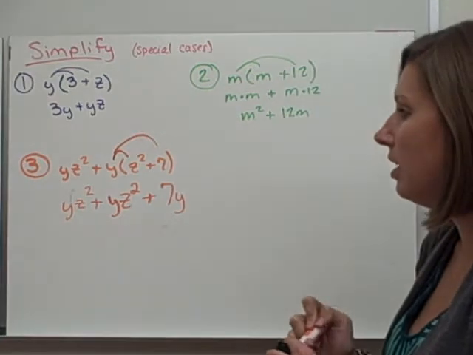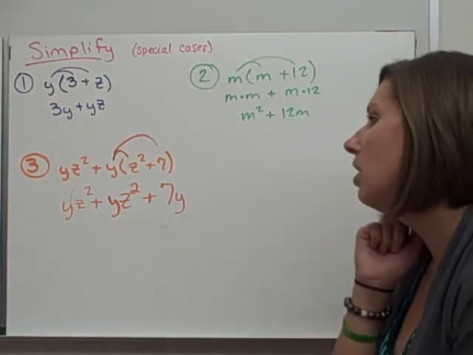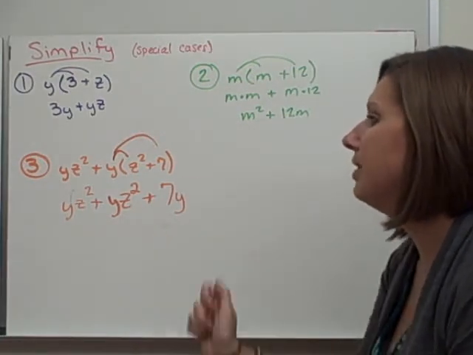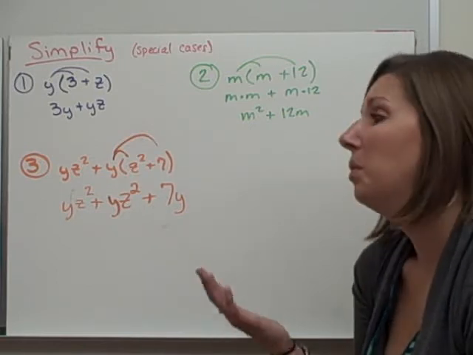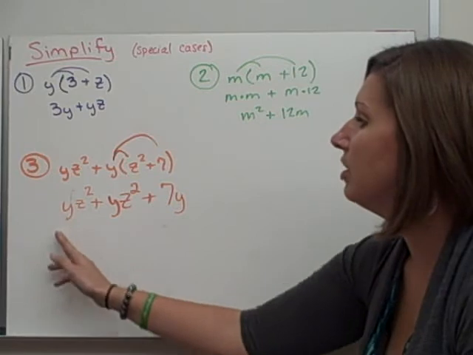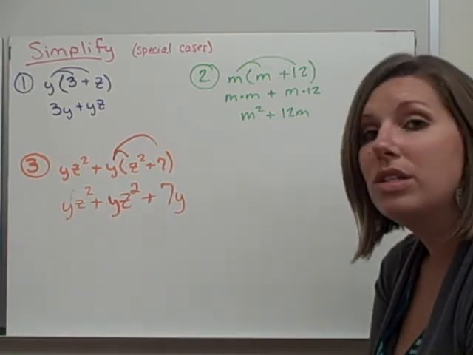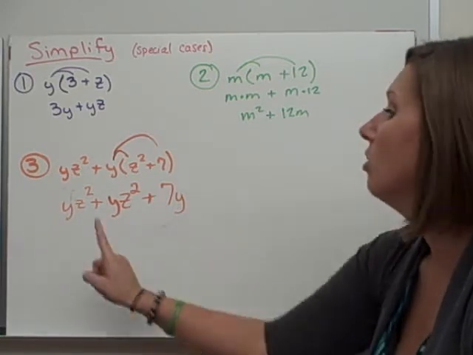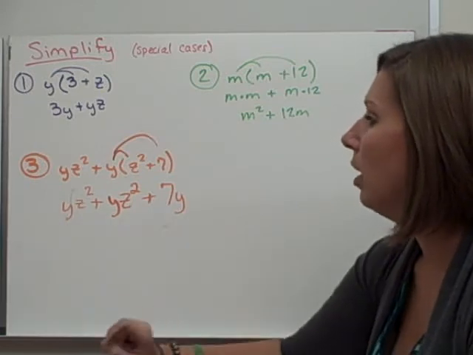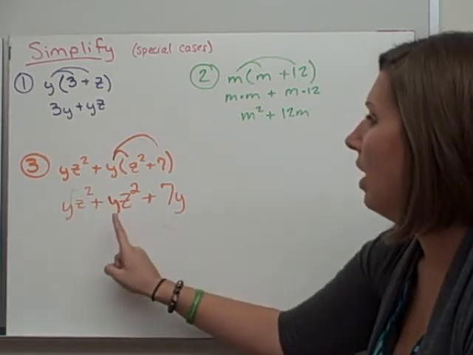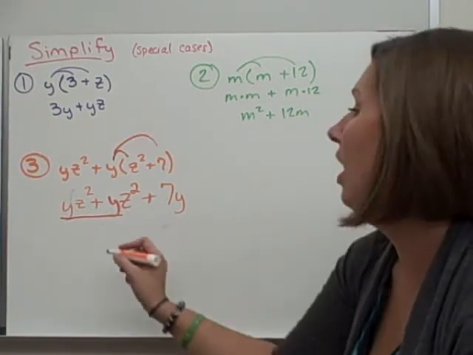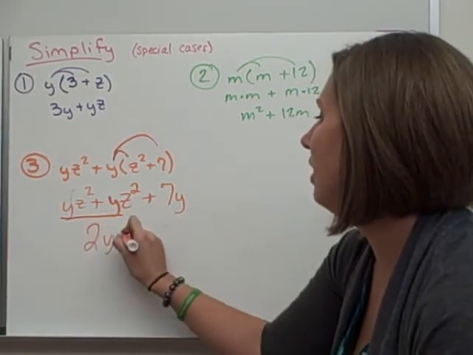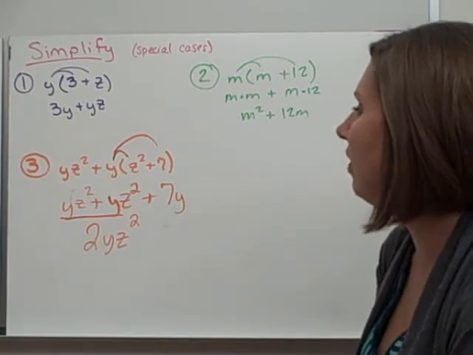Now I'm going to look to see if I have any like terms. Yz squared plus yz squared, those are actually like terms. What's their coefficient? Well, if there is no coefficient visible, then the coefficient is technically a 1. So I've got 1 yz squared plus 1 yz squared. How many yz squareds do I have altogether? I've got 2 yz squareds altogether.